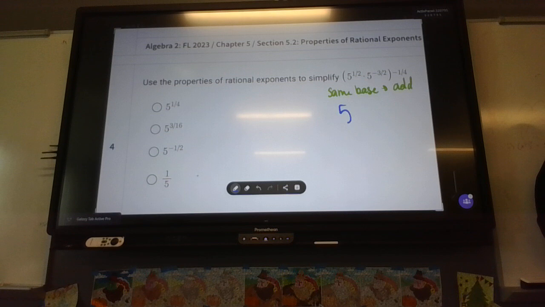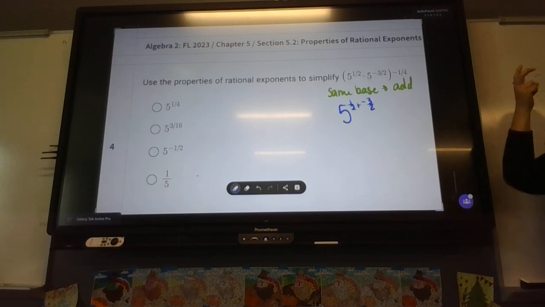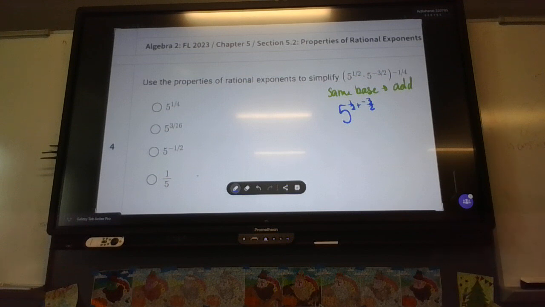So this is 5 1/2 plus negative 3. You can get it down to 1/5 if you add your exponents together. Just like this one: x squared times x to the third is just x to the 5th. And that's adding up the exponents.